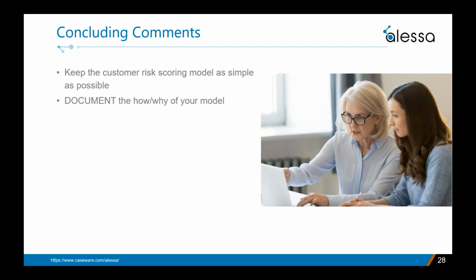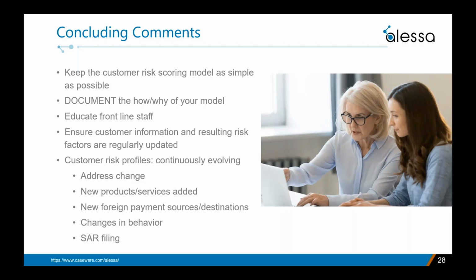And also along those lines, be sure to educate your frontline staff about risk factors that are associated with products and services, as well as how to recognize suspicious activity. It's important that they understand not just what the risk factors are, but also why. And this helps them better understand money laundering risks in general. And next, it's very important to find ways to make sure the customer information on which your scoring model depends is kept up to date, so the risk score can evolve as things change.